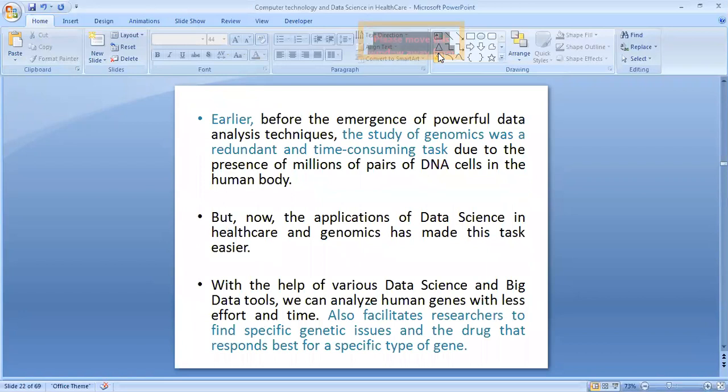Earlier, before all these technical aspects or analytical procedures or frameworks we have in hand now, it was a very time-consuming task because of the huge number of pairs of components contributing to this factor. We have several millions of pairs of DNA. So consolidating the quality considerations of all these DNAs is a very time-consuming task. Now it has been facilitated by the usage of data science and analytical tools.